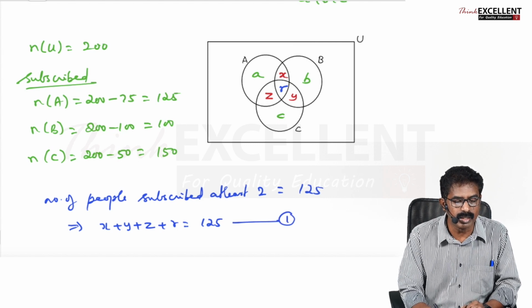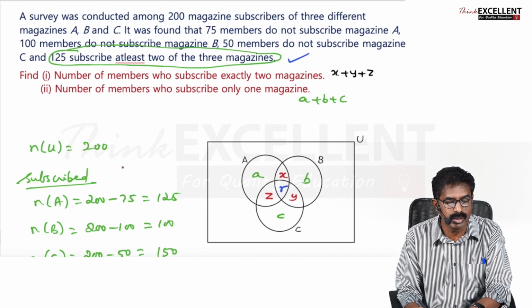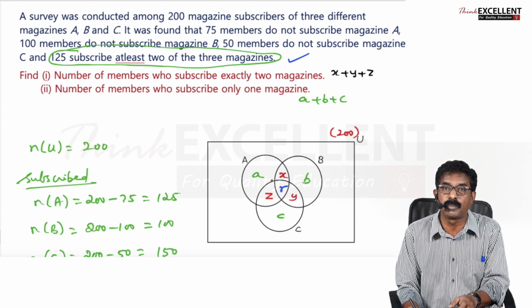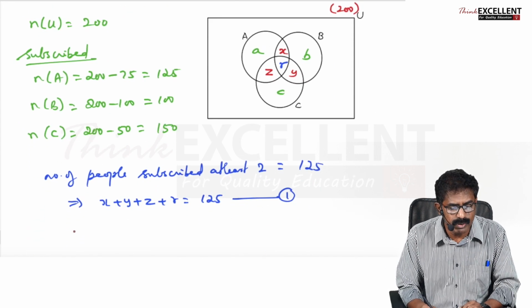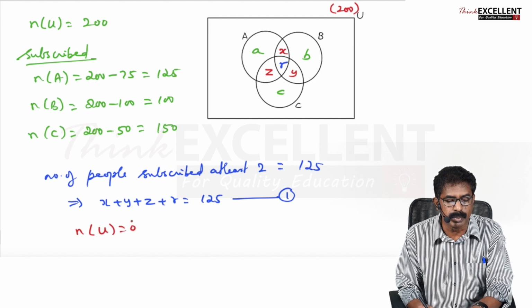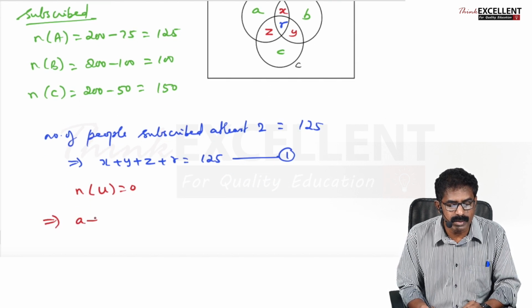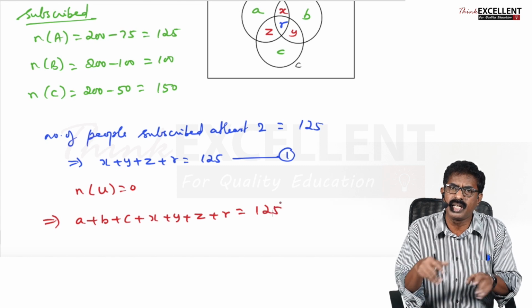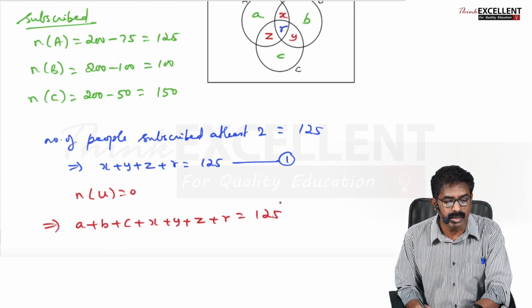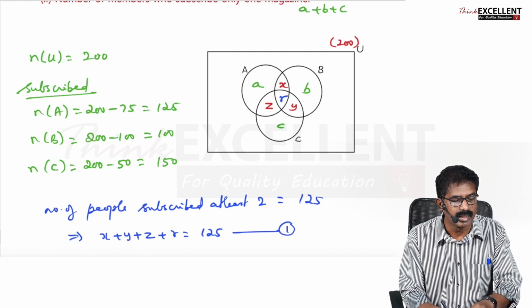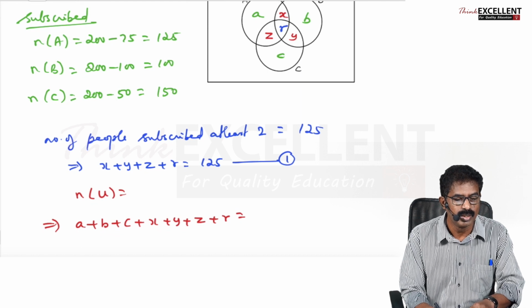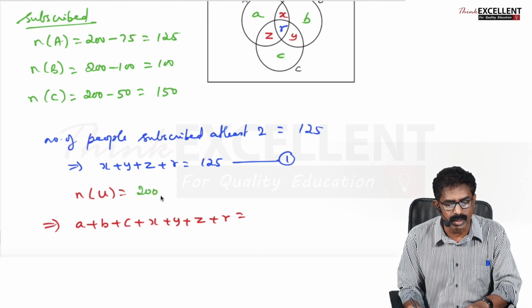Now, another piece of information: the total strength is 200. N of u is what? 200, right? That means you add everything, you are supposed to get 200. So, N of u is 200, meaning A plus B plus C plus X plus Y plus Z plus R. You add all the entries. It is not 125, it is 200. N of u is equal to 200.